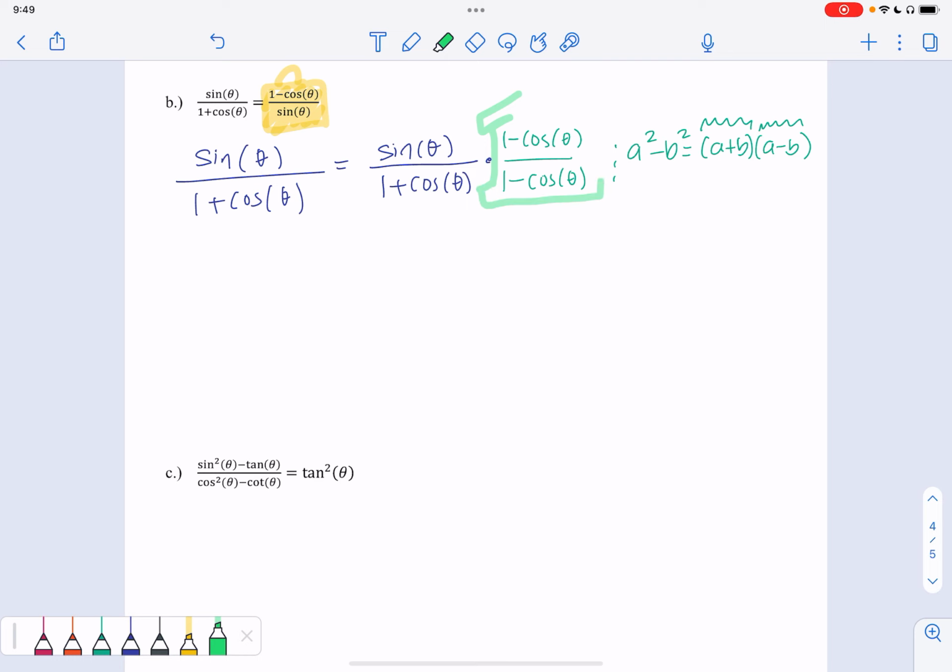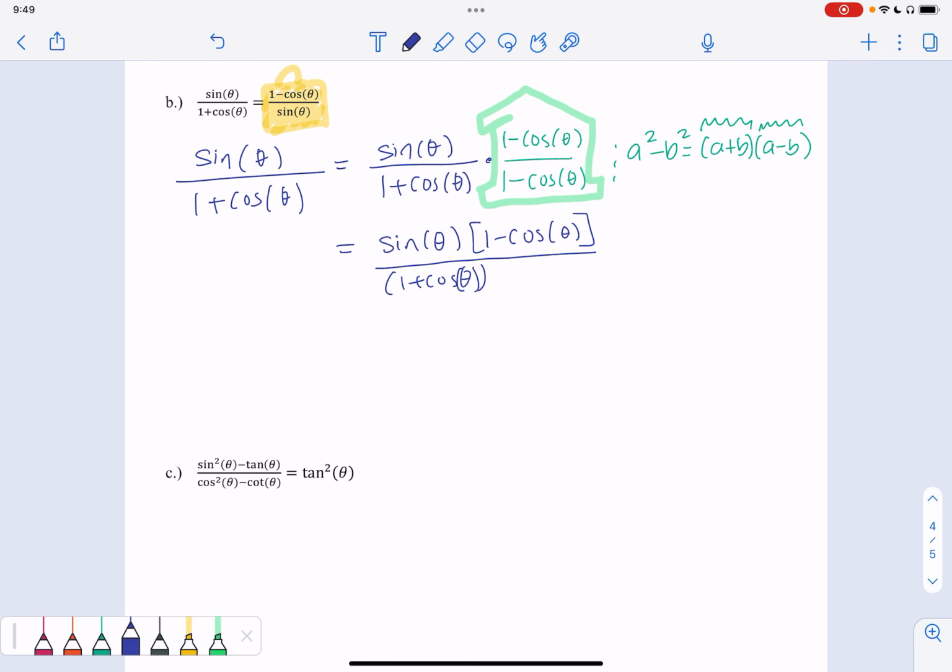It's just a little 1 hanging out, but of course it's this fancy 1 that I've chosen. So how's that going to leave the numerator? The numerators multiply, so I get sine of theta times the quantity 1 minus cosine theta in the numerator. And then the denominator is 1 plus cosine theta multiplied by the quantity 1 minus cosine theta. Okay, this seems to be getting worse instead of better, but that's how these go some of the time. Now I have the right-hand side of the difference of squares.